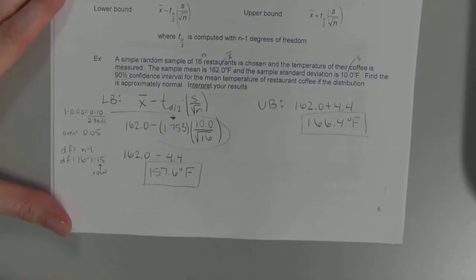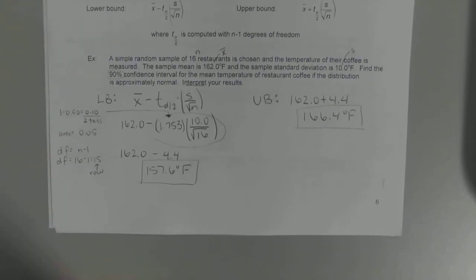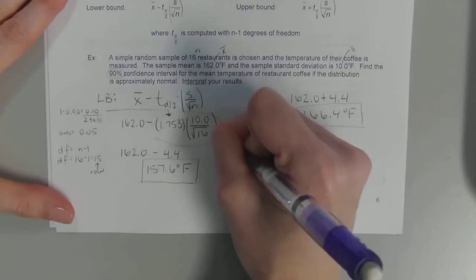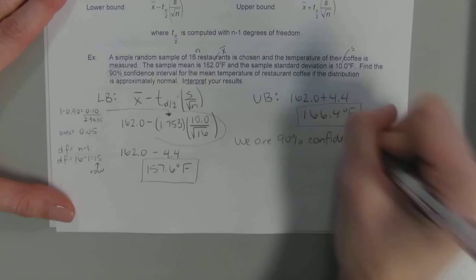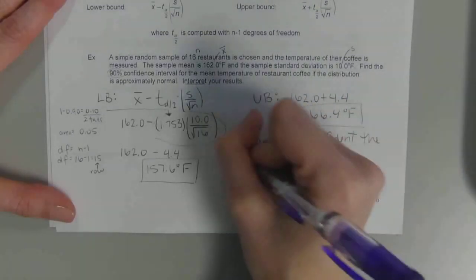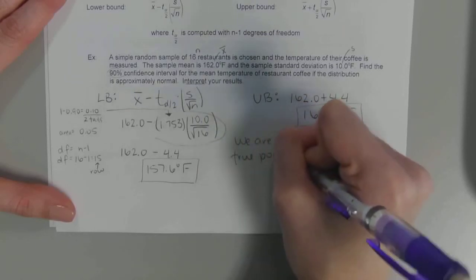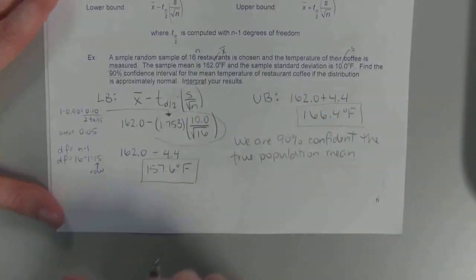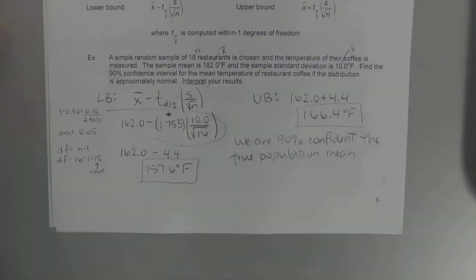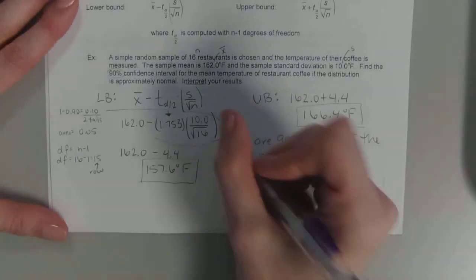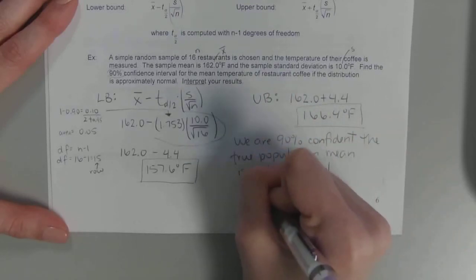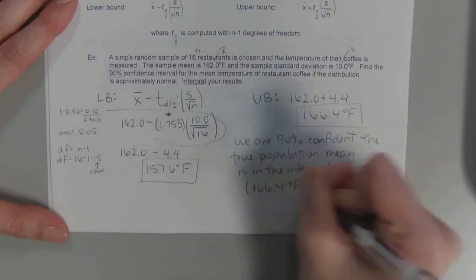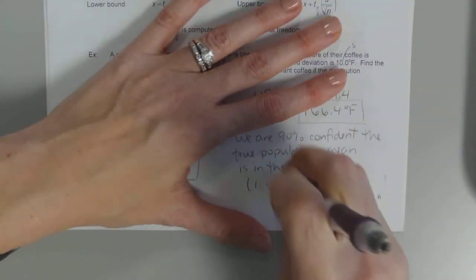We're always going to have to interpret these. The sentence is exactly the same, but now we're estimating the true population mean. So we are 90% confident the true population mean temperature of all U.S. restaurants' coffee, but I'm not going to be that wordy. So we are 90% confident the true population mean is in the interval. And usually when I write the interval notation, I don't worry about the unit, but you're really supposed to. I put the upper one first for some reason.